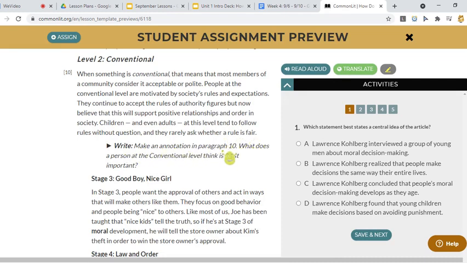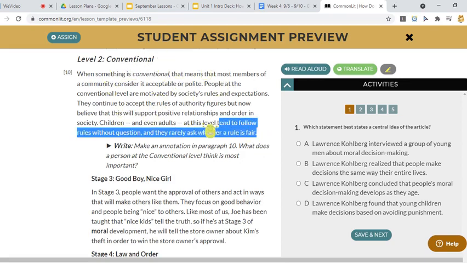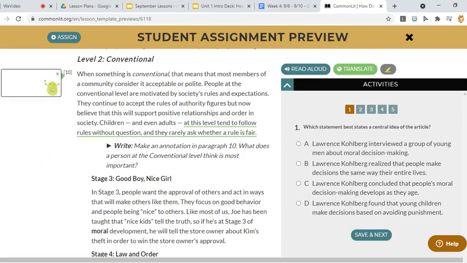So it's asking us to make an annotation here. What does a person at the conventional level think is most important? So what is the most important thing at this level? Well, we can highlight it right here. The most important thing, right? So the most important thing at a conventional level is, is it acceptable or polite, right? They don't ask if a rule is fair. Is it acceptable? Is it socially acceptable? The most important thing, oops, that's a big H. The most important thing at a conventional level is asking if the action is socially acceptable.